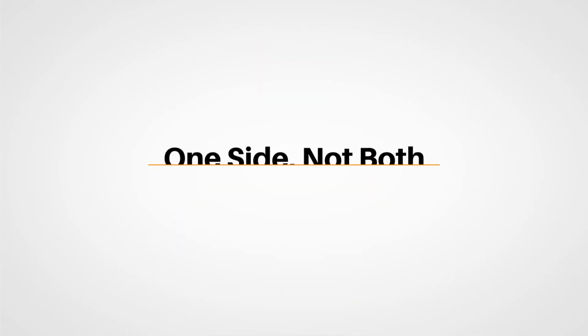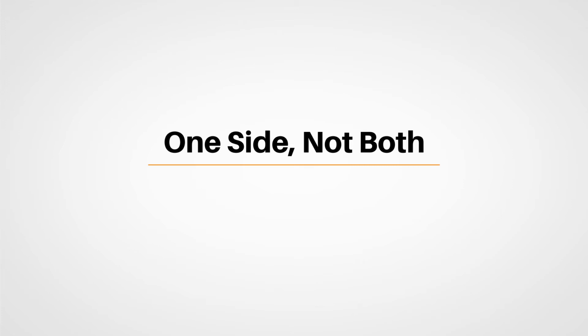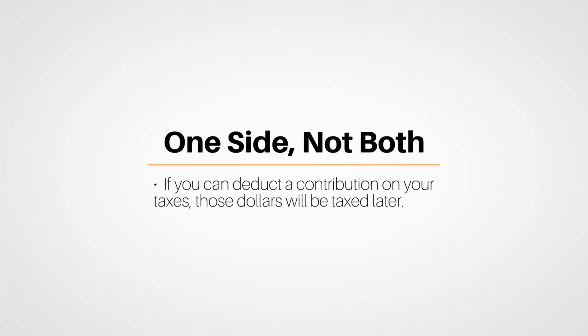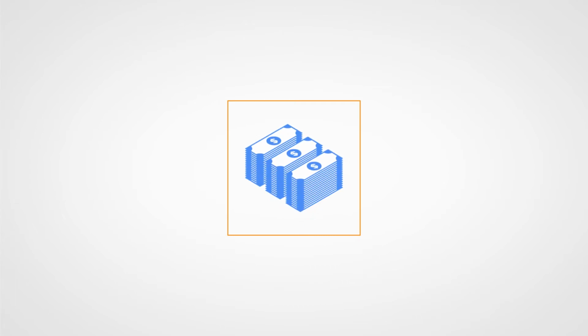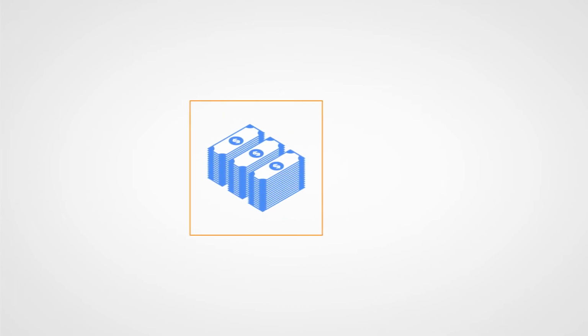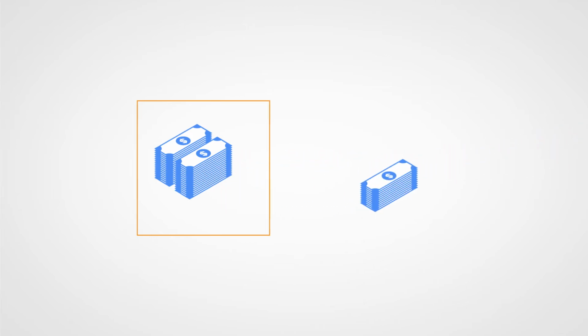Don't forget the one side, not both theory. If you can deduct a contribution off your taxes, those dollars will be taxed later. For example, when a participant puts money into a 401k, it's done on a pre-tax basis. Since those dollars have never been taxed, they'll be taxed when withdrawn.